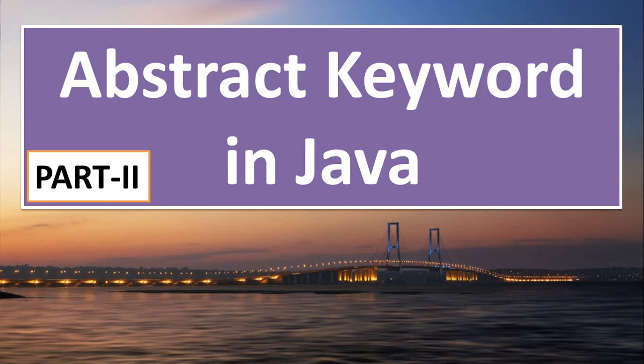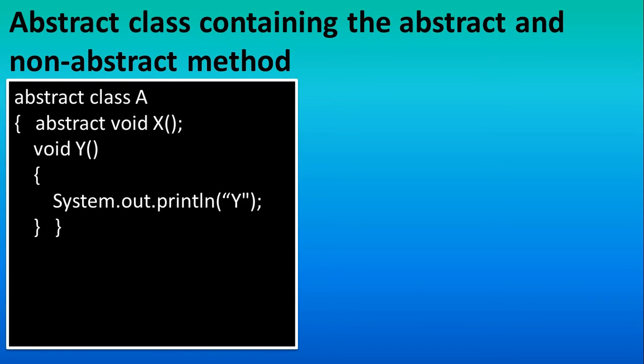So in this tutorial we will see some additional features of the abstract keyword. Before that, I tell you one more thing: you have to go through the previous tutorial for a better understanding of the abstract keyword. So here we discuss the abstract class containing abstract and non-abstract methods. This point we discussed in the last tutorial also, just take a short review.